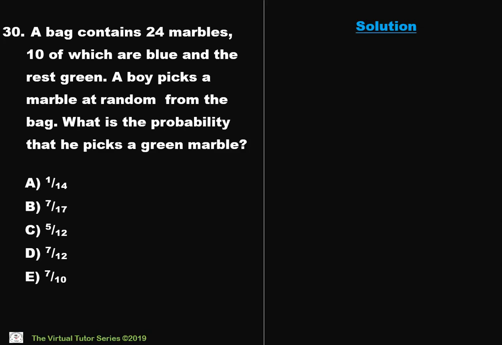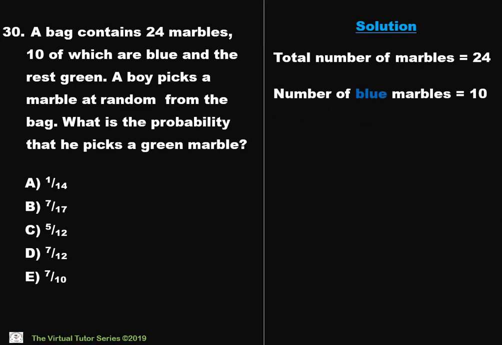We have the total number of marbles to be 24. We are told that 10 of the marbles are blue. We are also told that the remaining are green. That is the total number of marbles minus the number of blue marbles. So we have 24 minus 10 to be 14.